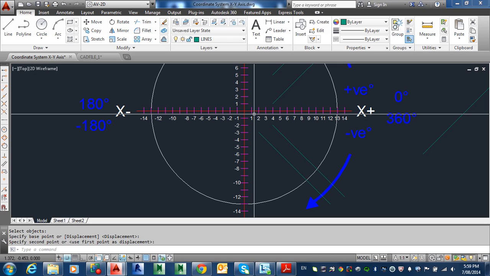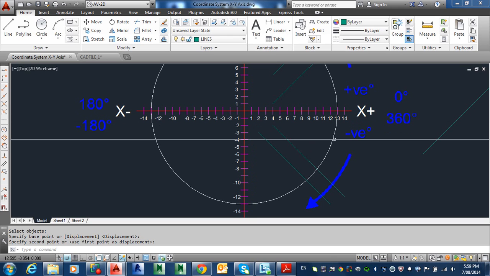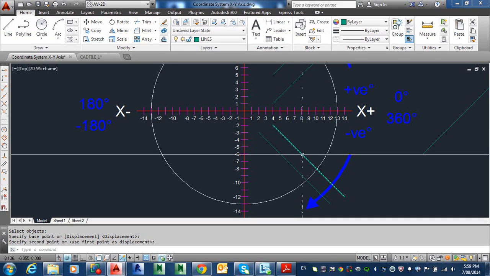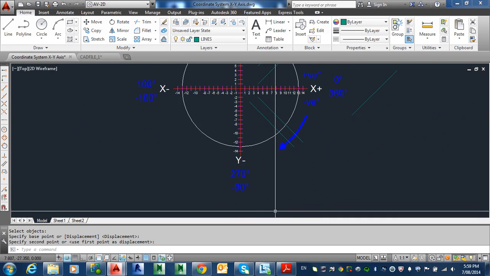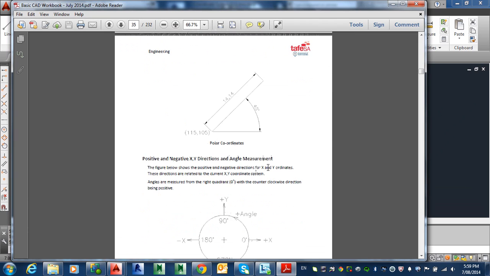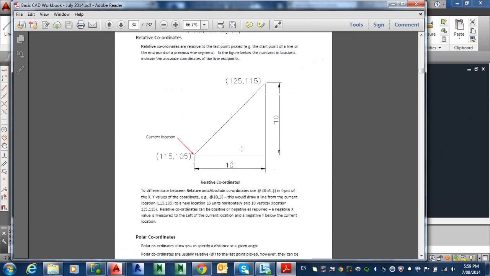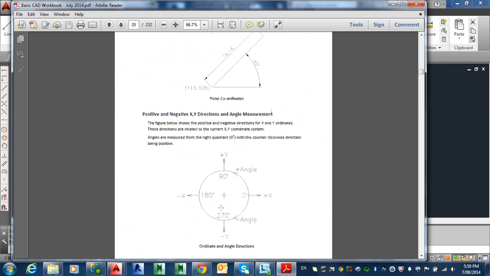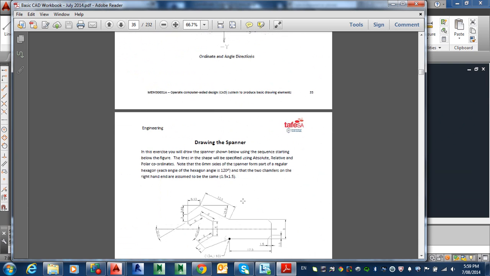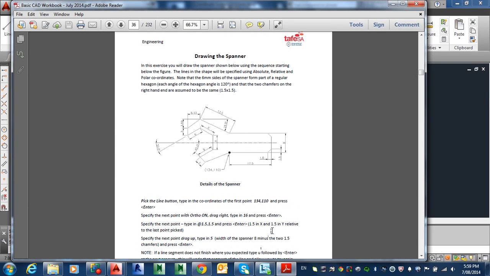Okay, so that's the story there. That's the coordinate system. Basically, a more simplistic version is this guy here. And drawing the spanner is the next thing. So I'll set up the spanner in a second, and we'll do that in the next recording.